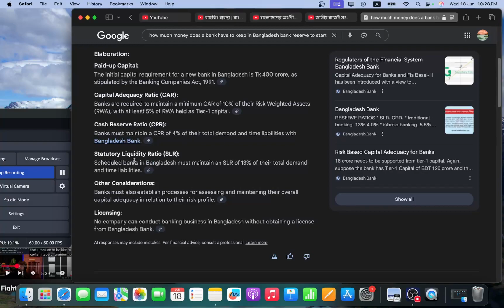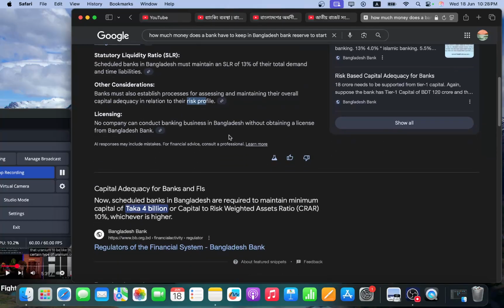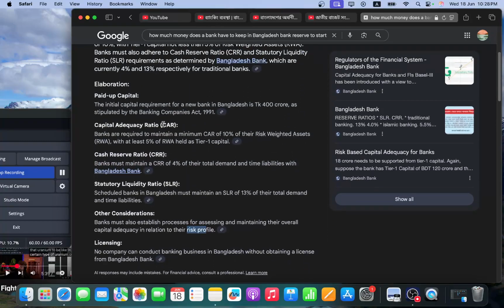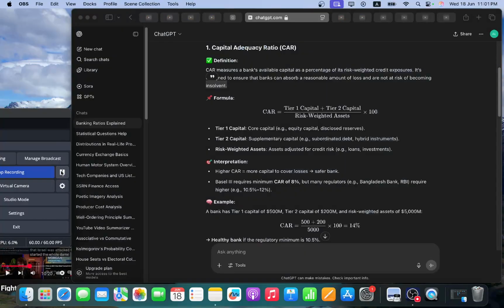statutory liquidity ratio (SLR). Scheduled banks in Bangladesh must maintain 13% of total demand and time liabilities. Other consideration: banks must also establish processes for assessing and maintaining their overall capital adequacy in relation to their risk profiles. Licensing: no company can conduct banking business in Bangladesh without obtaining a license from Bangladesh Bank. Okay, I think this is worthwhile to check, starting with CAR, capital adequacy ratio, cash reserve ratio, and statutory liquidity ratio. All three of these are worthwhile investigating further.